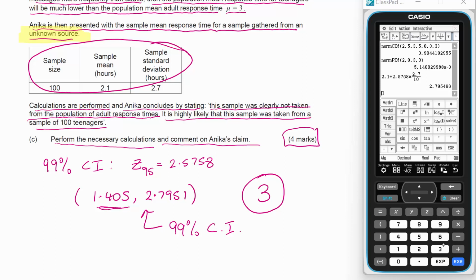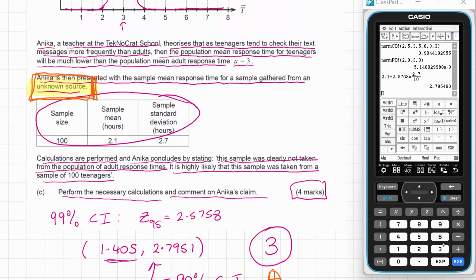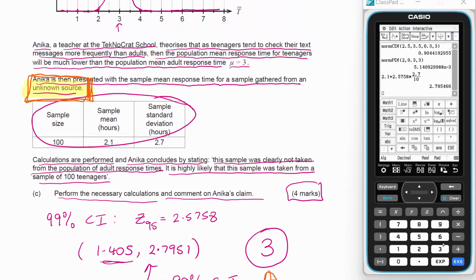However, we can't go along with Annika's claim because of what we highlighted up here. It's an unknown source. So while we might be able to say that it wasn't drawn from this adult population, we can't say who actually was involved in this sample, what population was involved in this sample. So when she says it is highly likely that this sample was taken from a sample of 100 teenagers, that's the part that we can't really go along with, and you need to comment on that.